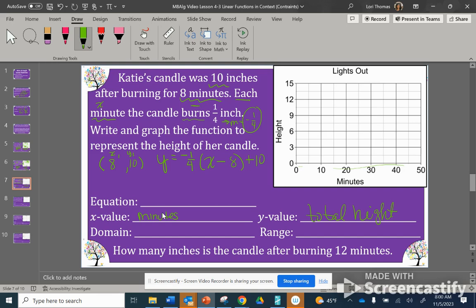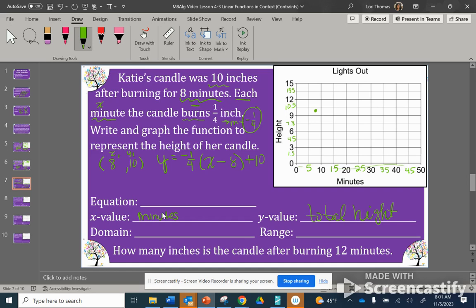We could go ahead and plot the point (8, 10). So these are going up by 5s, and these are going up by 1.5s. So 3, 6, 9, 12, 15. So this would be 1.5. So we could say at 0 minutes, oh, we don't know that yet, excuse me. At 8 minutes, the candle is about 10 inches. So we'll put about right there.